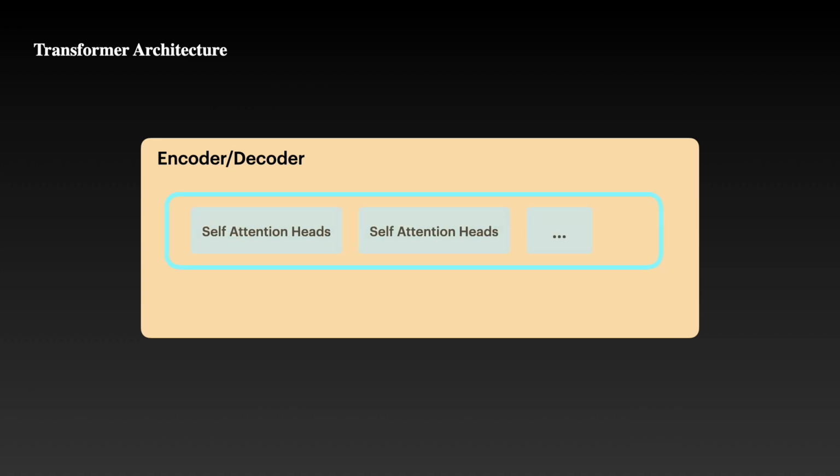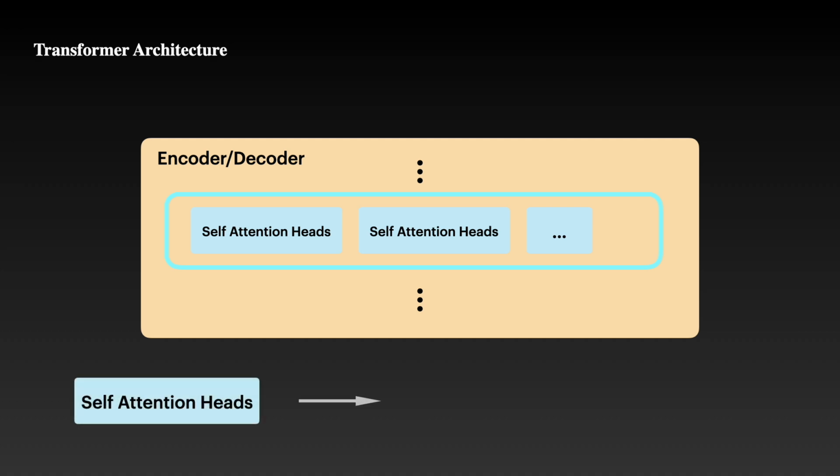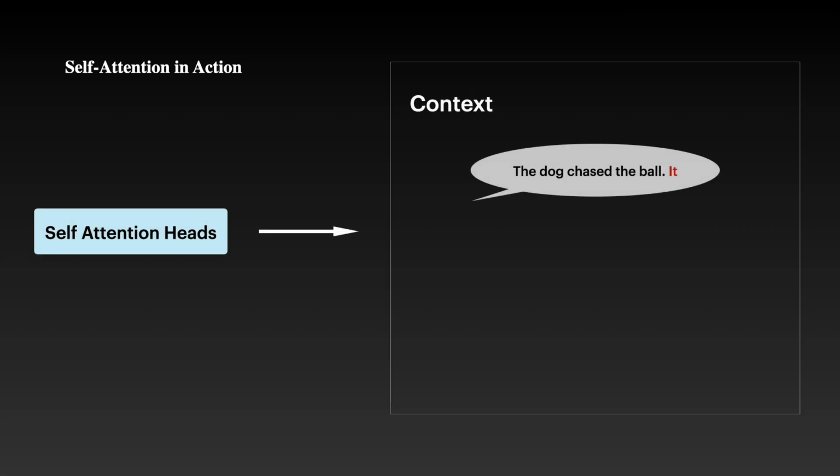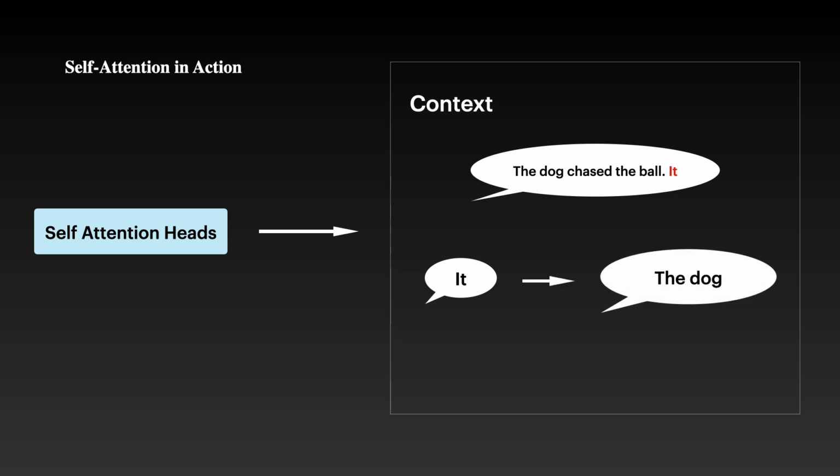Encoder-decoder are made of layers with self-attention heads. Attention helps the model decide what parts of input are important. Self-attention allows GPT to resolve context. Like in this sentence, "it" refers to the dog. The model learns these relationships.